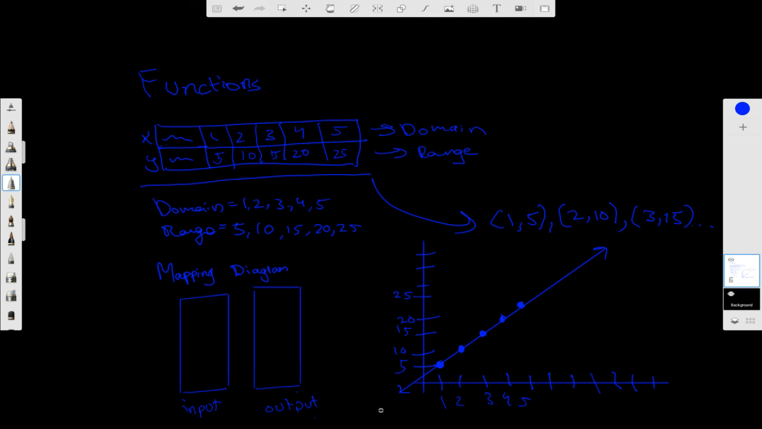So this would be 1, 2, 3, 4, 5. And none of these repeat, so we can write all of these down: 5, 10, 15, 20, and 25. This would match with that. That would match with this. This would match with that. That would match with this. And that would match with that. And so that's basically what a mapping diagram is, if you forgot.